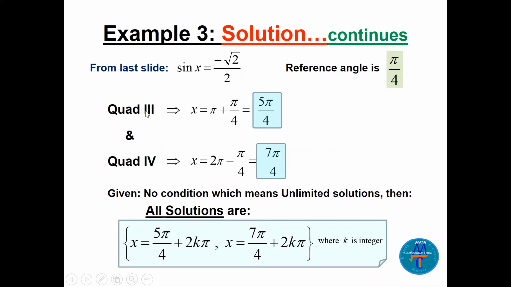So let's find the first angle in quadrant 3. We know in quadrant 3, the angle will be pi plus the reference, which is pi over 4. So it becomes 5 pi over 4. And in quadrant 4, the angle x will be 2 pi minus the reference. It will be 7 pi over 4. Now, in the given, there is no condition, which means we have unlimited solutions. So all the solutions we can write as x equals 5 pi over 4 plus 2k pi, because the period of sine is 2 pi, and x equals 7 pi over 4 plus 2k pi, where k is an integer.